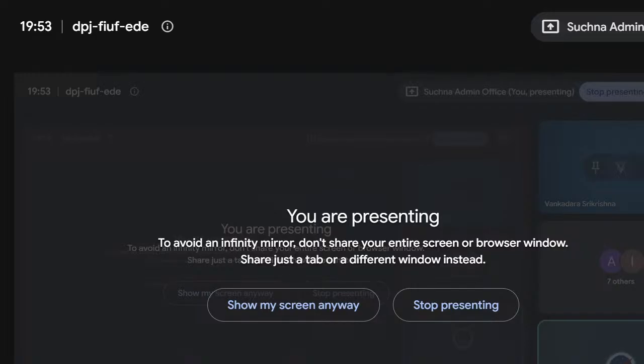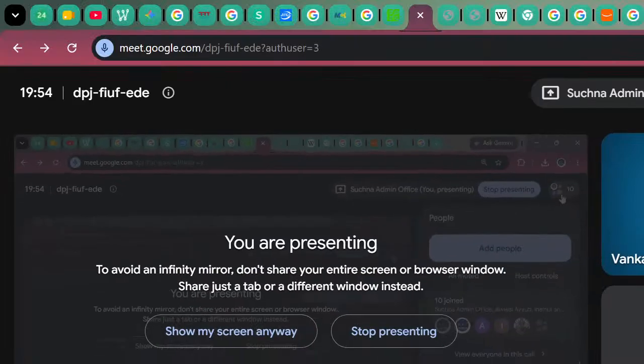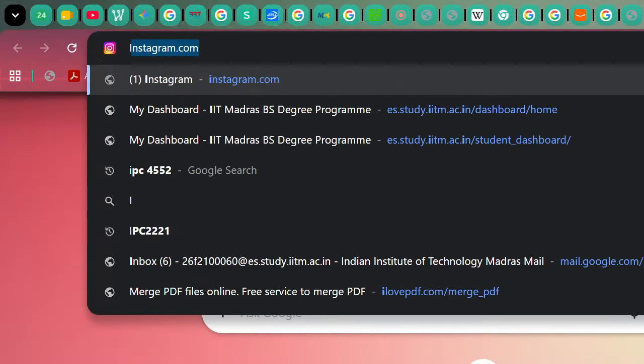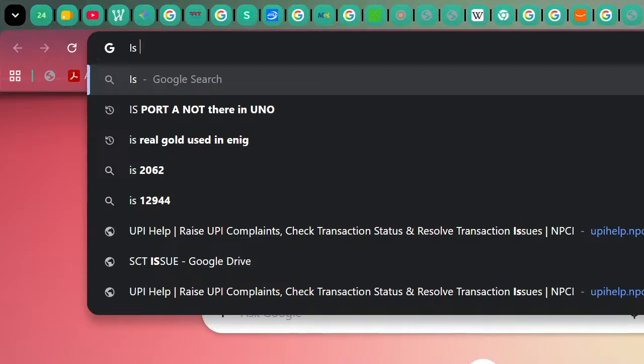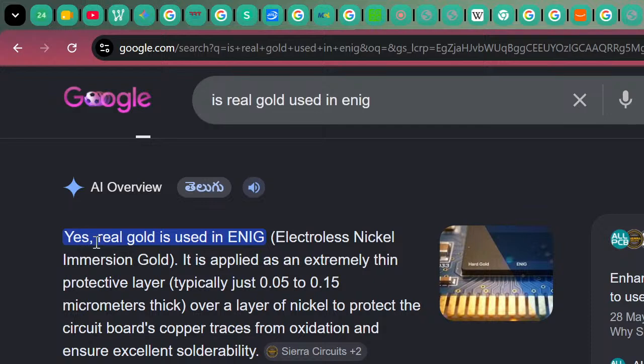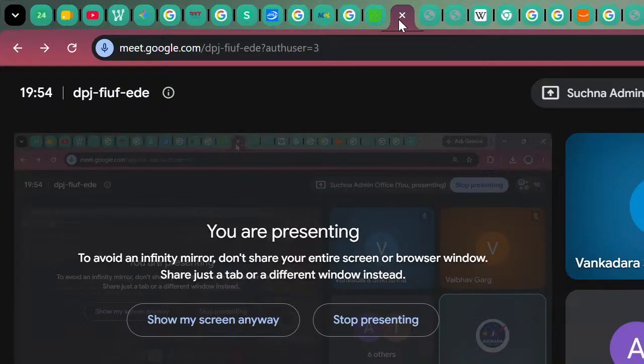So in the ENIG method, electroless nickel method, real gold is used. If you just ask Google, it will give you the answer. Is real gold used in ENIG? Electroless immersion gold. Yes, real gold is used in ENIG. It is not just coloring, it's not just gold color. Real gold is used.